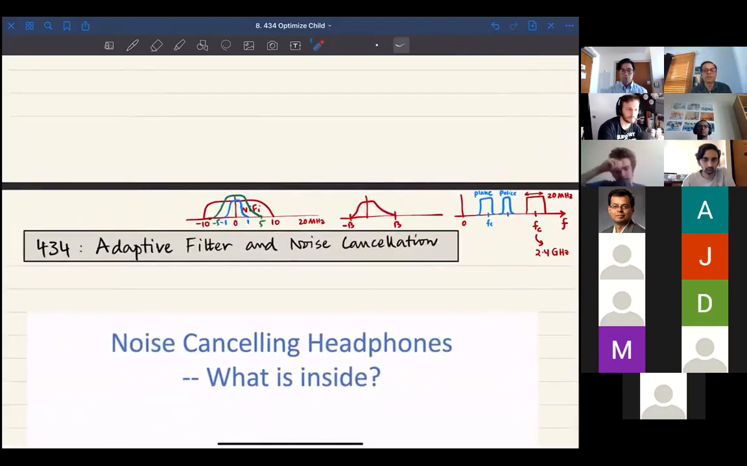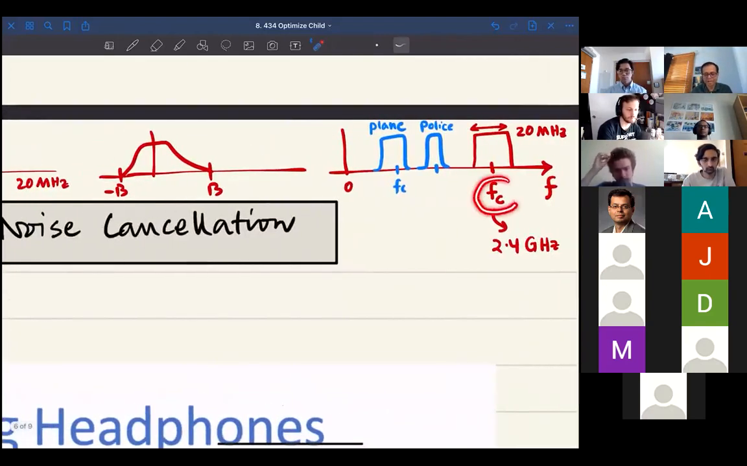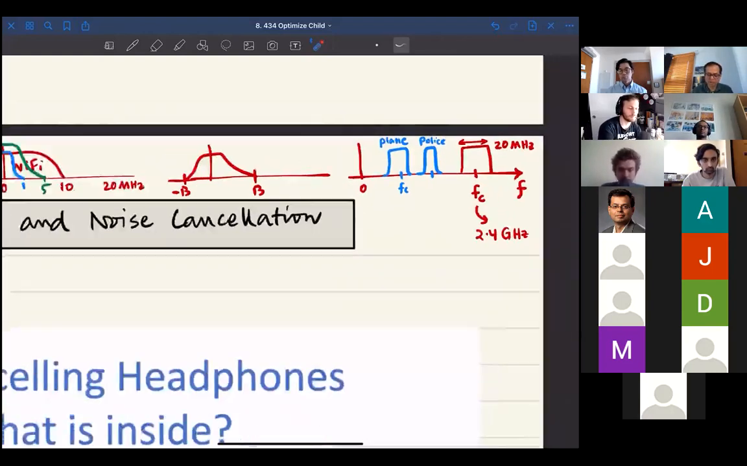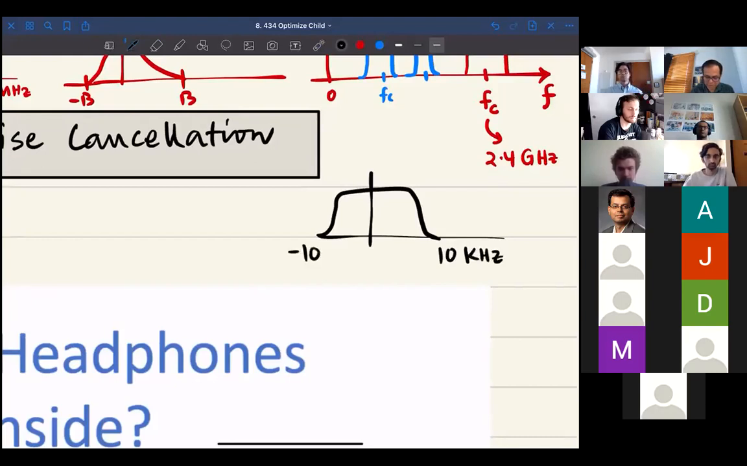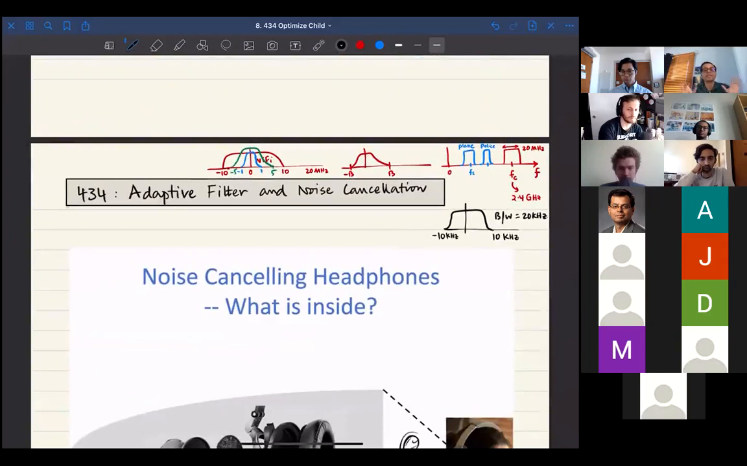Now, the only difference with acoustics is that there is no notion of carrier frequency. Everything happens in baseband. Okay, so acoustic signals are actually much lower bandwidth. It goes from 10 kilohertz to minus 10 kilohertz. That's a bandwidth of 20 kilohertz. That's the main difference with acoustics. You don't have to know that, but just as a matter of fact.